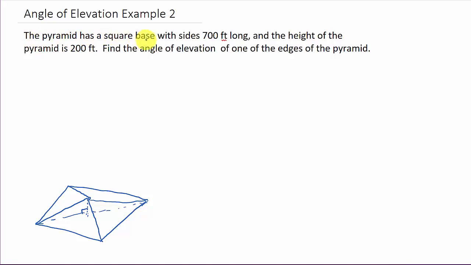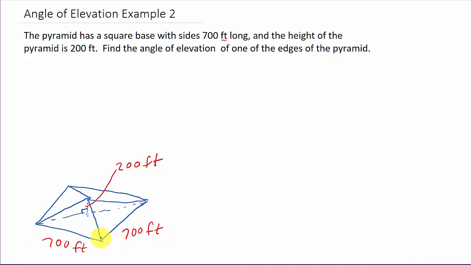Alright, so the pyramid has a square base with sides 700 feet long, and the height of the pyramid is 200 feet. Alright, so here's the pyramid. It's got a square base, okay, and there's the pyramid. And so we know that the height, we'll label that, that's this dotted line here, that's 200 feet. And we know the base is 700 feet. The length of each side of the base is 700 feet long.